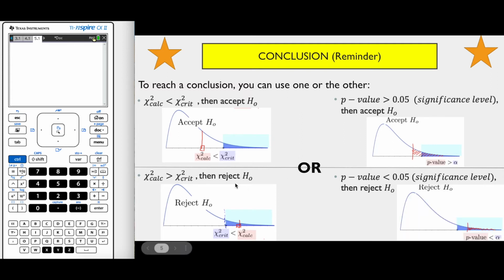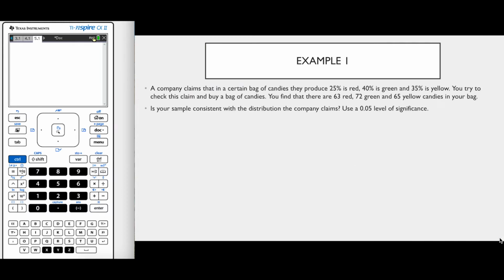And we're going to be rejecting the null hypothesis, therefore accepting the alternative hypothesis, if our critical is smaller than the calculated, and if our p-value is smaller than our alpha significance level. So same conclusions here. Let's do an example to understand what's happening.